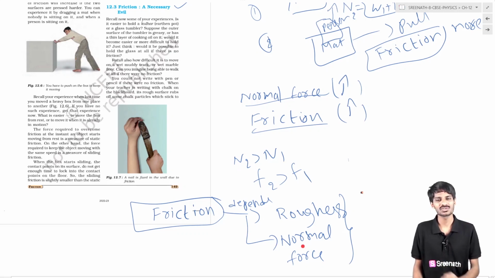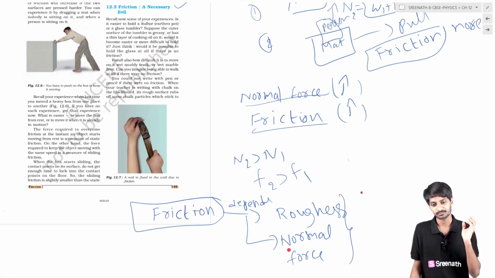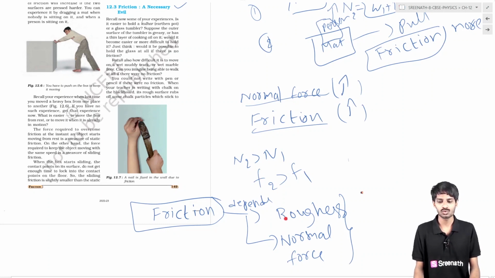So when there is no friction, we can't write, we can't ride, we can't hold, we can't do anything. For many purposes, we require friction. Friction is basically between two surfaces in contact, and friction always acts in the opposite direction. Friction depends upon two things, the roughness and normal force.